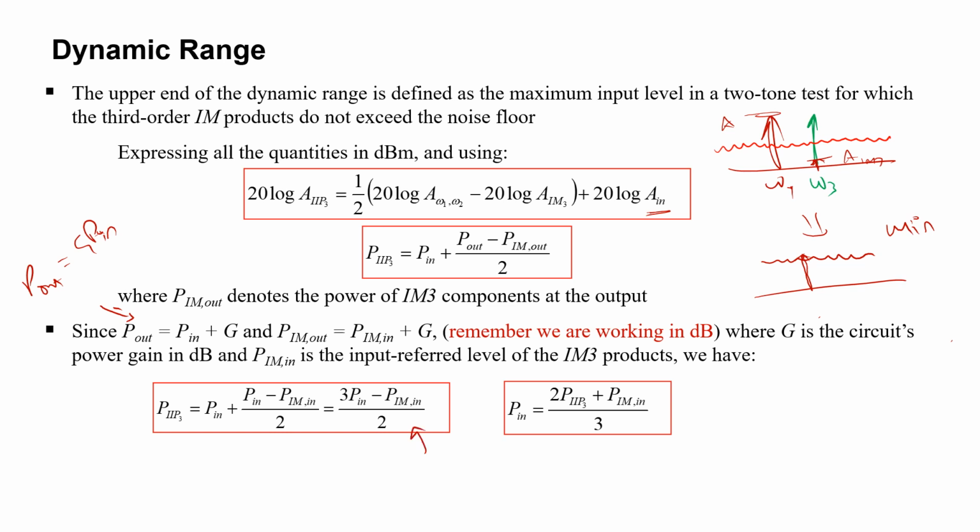So if I rearrange, leave this P in here and move everything else to the other side of my equal sign, then my P in will be 2 PIIP3, that is the IP3 at the input, plus P intermodulation at the input, divided by 3. So this value is generally what P in should be.